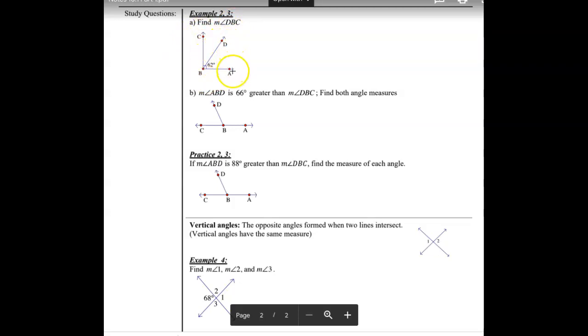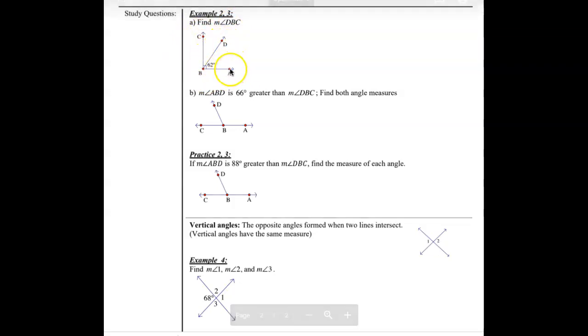And I can see this other angle, ABD, right? You got to get the vertex in the middle. I didn't mention that earlier, but when you name an angle using 3 letters, the vertex has to be the middle letter. Angle ABD is 62. As I mentioned, this one's unknown.